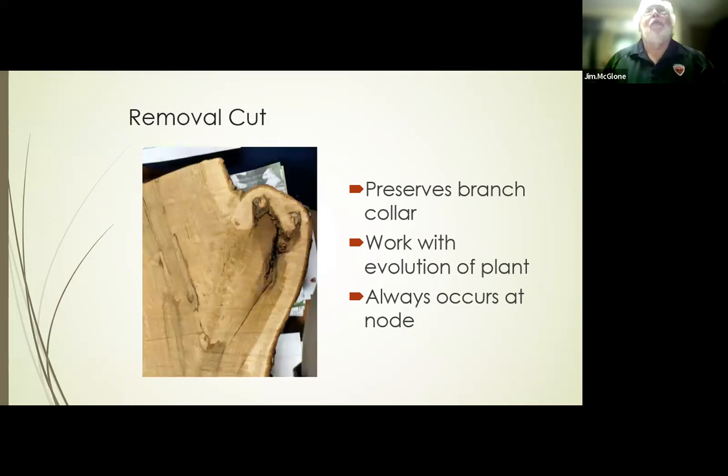The other type of cut we do is a removal cut. Now, as I said, we need to make sure when we do removal cuts that we preserve the branch collar. When we're making the reduction cut, we also have that branch collar in there, and it can work a little bit towards dealing with this cut. But preserving the branch collar is going to work with the evolution of the plant, and removal cuts always occur at the node. So if you look at this cross section here, this cut was actually not quite right, because you can see there's still part of the branch here, and the tree had to grow over that little stub there. If it had been made a little closer to the trunk through there, it would have taken more of this stub off.